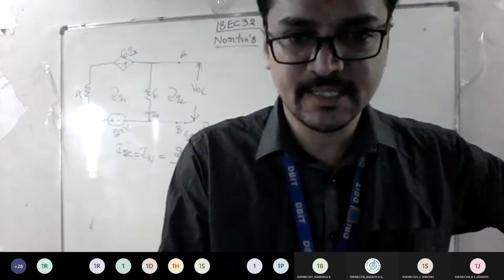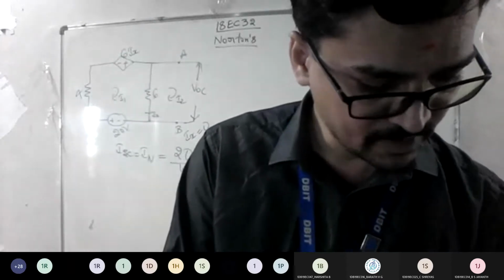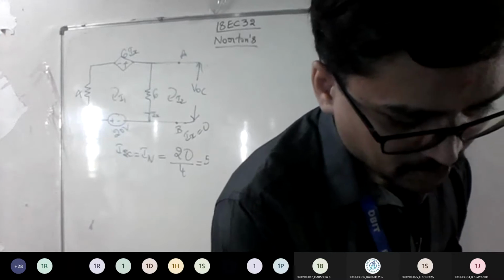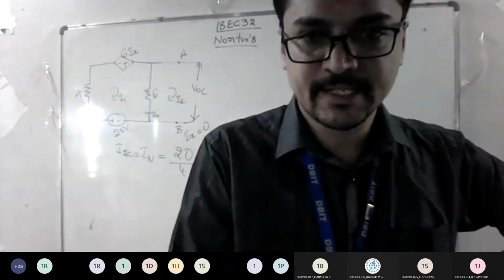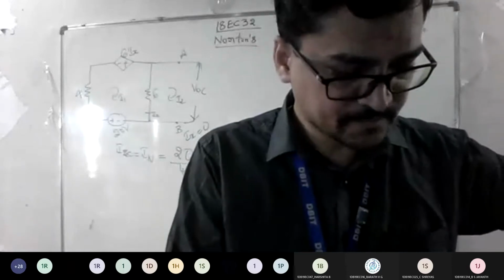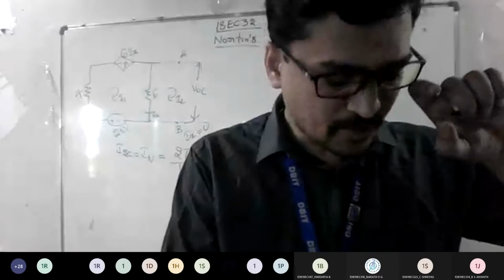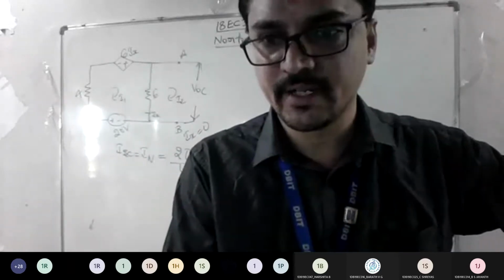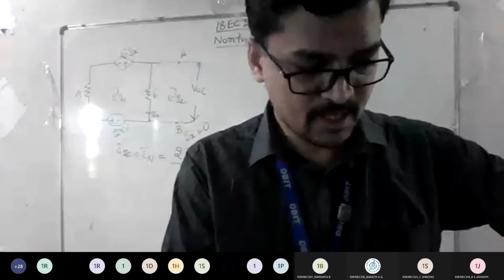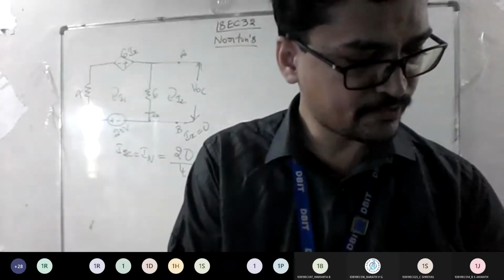So the statement, if they ask you for 2 marks, is: in an active network, maximum power transfer to the load takes place when the load impedance is the complex conjugate of an equivalent impedance of the network as viewed from the terminals of the load.